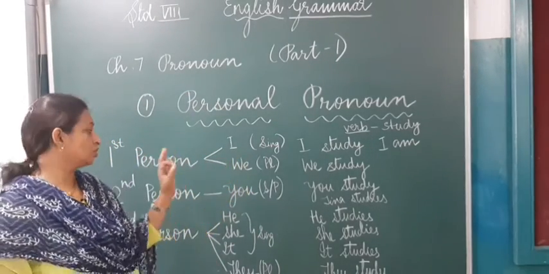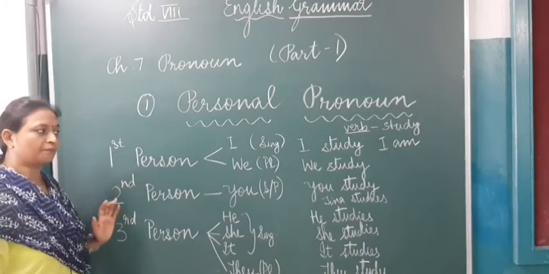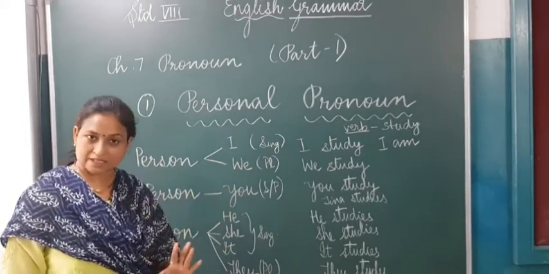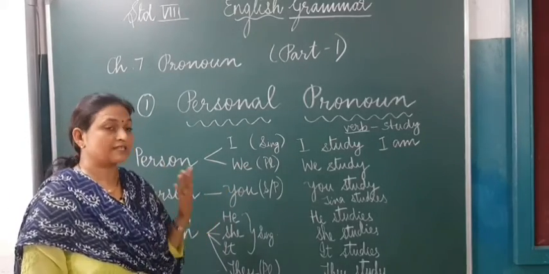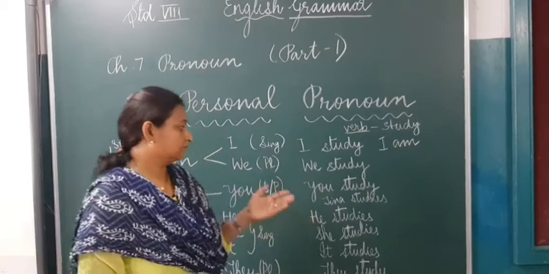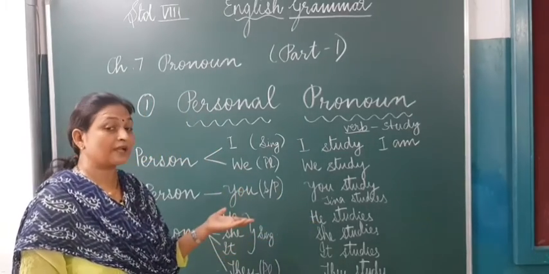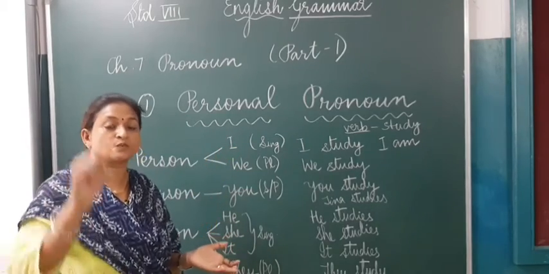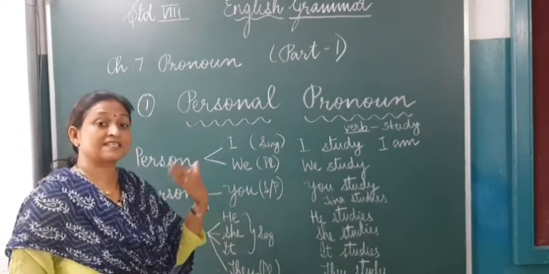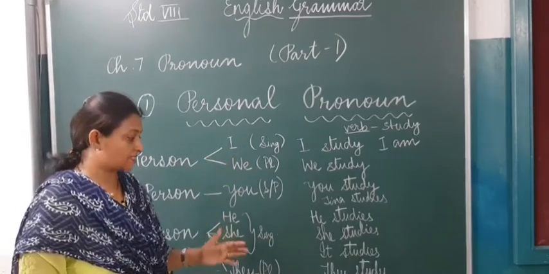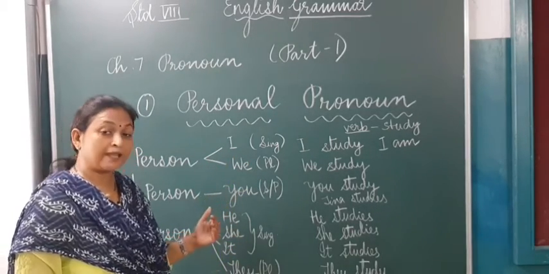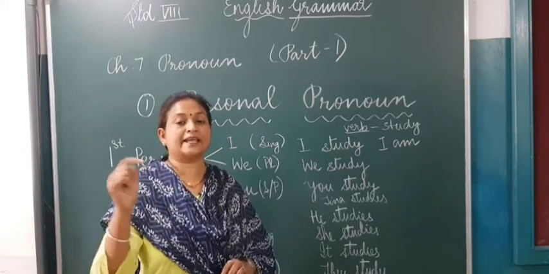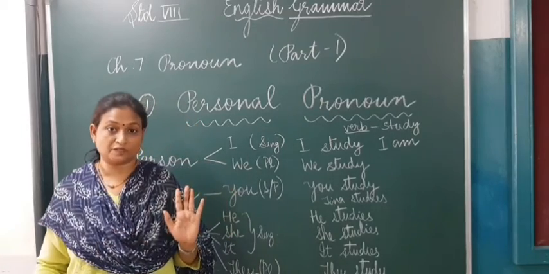But for now, you have to concentrate on these three persons. When it is I, the verb will be study only. When it is we, it is study. When it is you, it is study. For example, in place of study, if I take sing, you sing. Tina will become sings. Whenever we have third person singular number, S will come. He sings, she sings, it sings, they sing. Only in third person singular number will S come, otherwise there is no need of it.